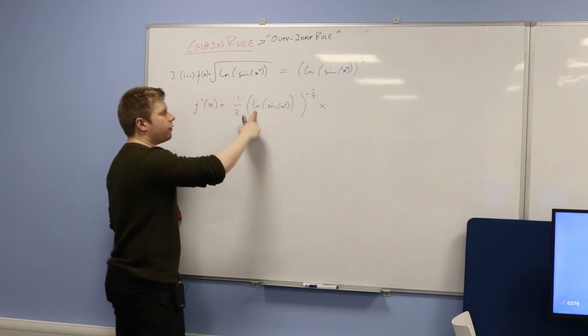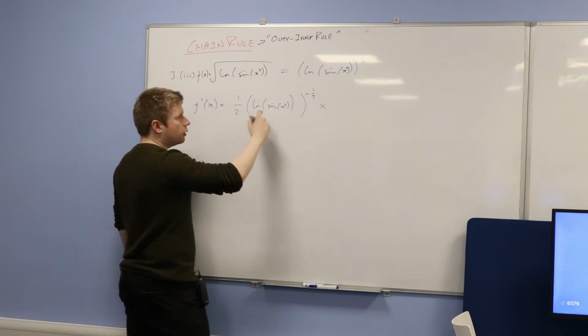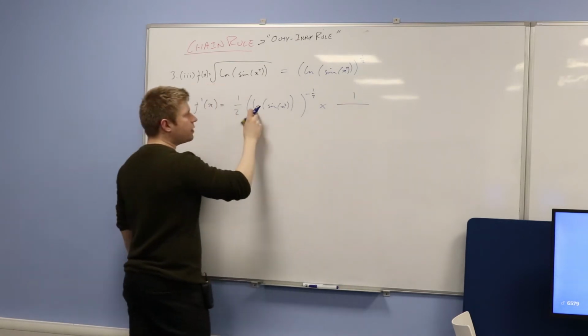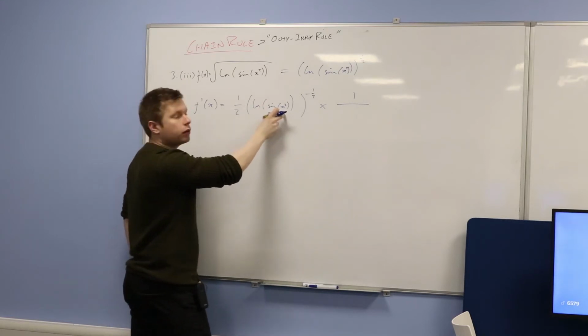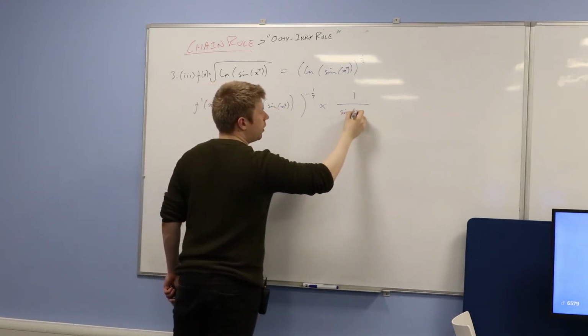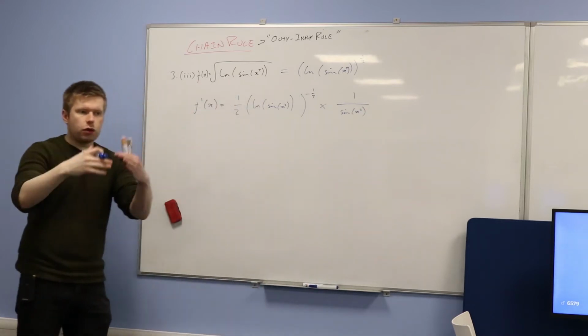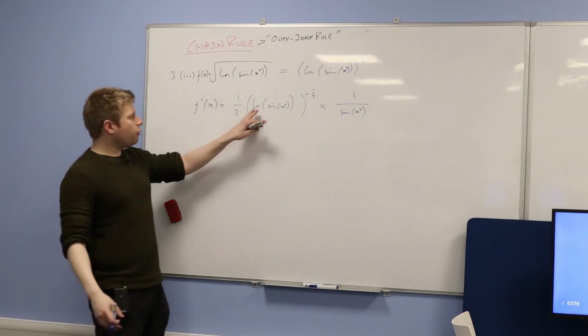So what's the derivative of a log? The derivative of log of anything is 1 over that thing, leaving that thing alone. So 1 over sine of x squared. See, we're gradually working our way inwards. So we've dealt with the derivative of the log.